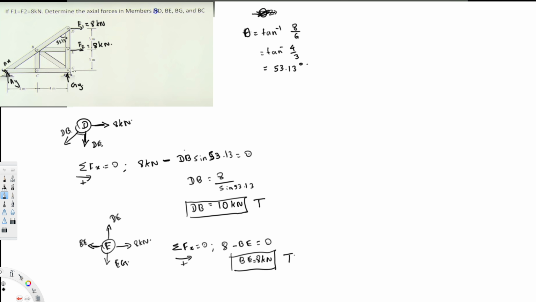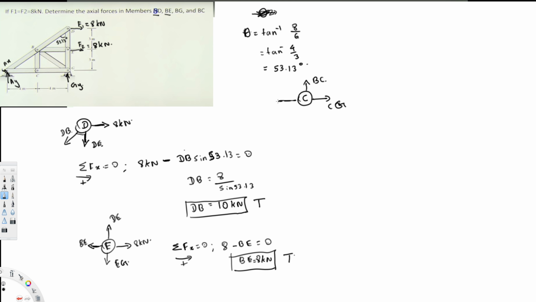Now we are done with this one. We have found BD, we have found BE. Now we have to find BG and BC. BG is this one right here, and BC is this one right here. BC seems to be easy to find because it's also directly vertical, directly horizontal. Let's take that one, point C. So we have BC right here, and we have CG in this direction.